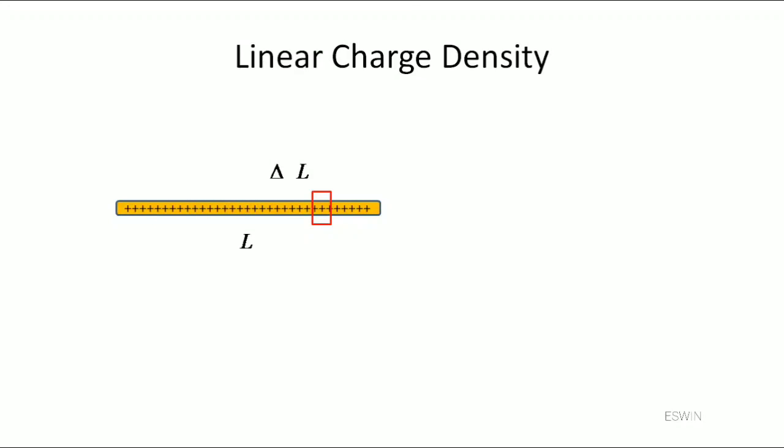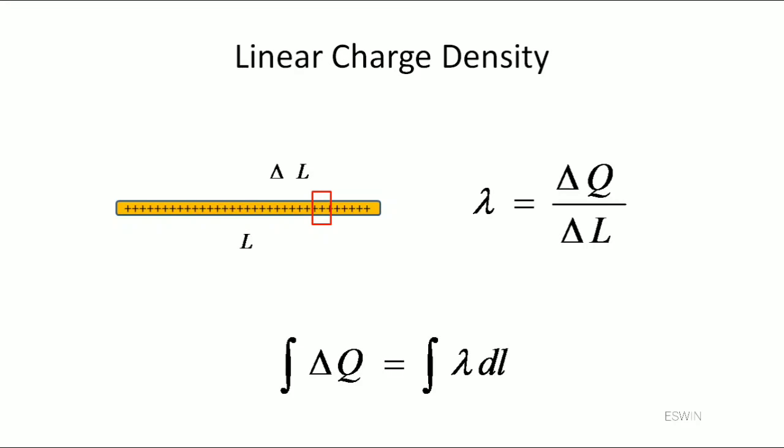If a charge is distributed along a straight line, then we can find the linear charge density. Let us take an elementary length delta L, which will have a charge delta Q. Then we can define the linear charge density lambda equal to delta Q divided by delta L. If you want to find the total charge of that distribution, we can integrate, that is, integral delta Q equals integral lambda dl. If lambda is a uniform charge density, we can take lambda out of the integral.